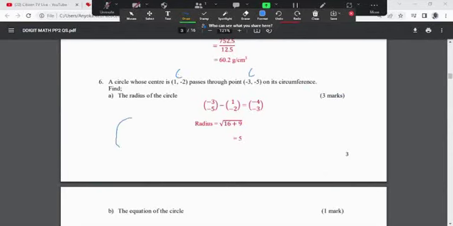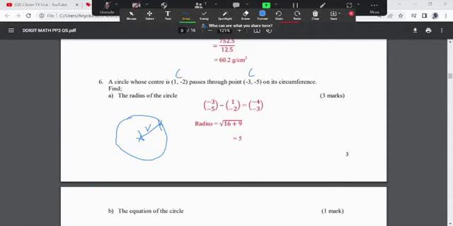So if we have a circle, the center, and a point on the circumference, this one is our radius. So we are supposed to get the radius first. Now the radius would be the magnitude between the 2 points. So first of all, find the displacement, the vector.